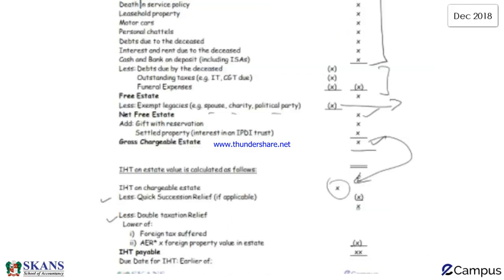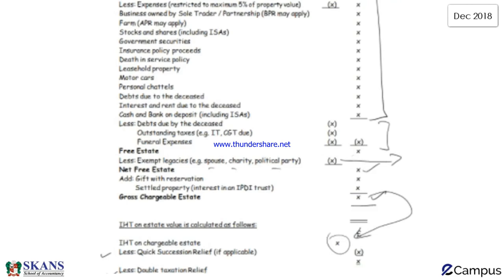But after computing net free estate, we will add whatever the value of assets of this trust will be given to us in exams according to your syllabus. You just have to put that value in the death estate, naming it settled property.